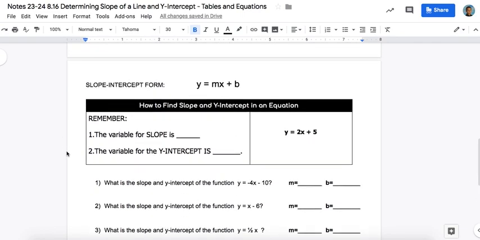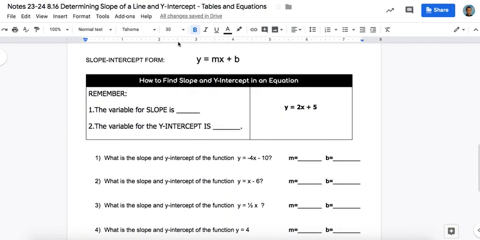Okay, now we have something called Slope-Intercept Form. We have y equals mx plus b. Now remember previously, we had something that looked like this. When we started this unit, we had our xy table, write this down. We had an equation y equals 2x plus 5.